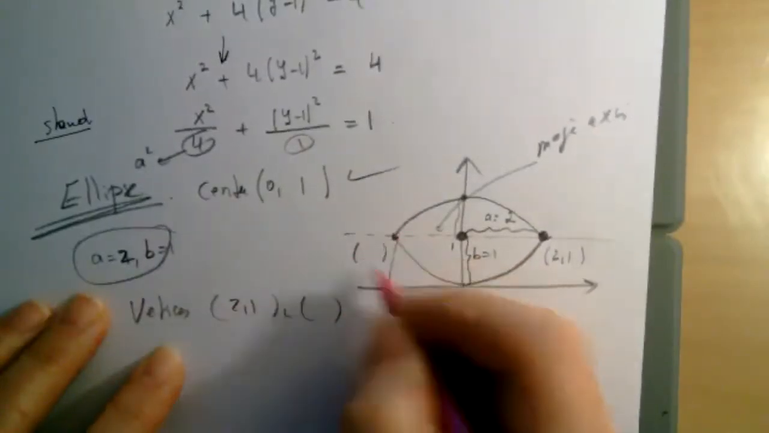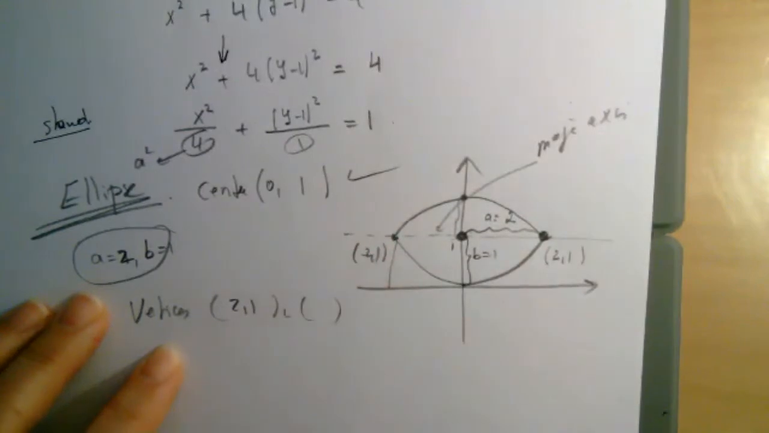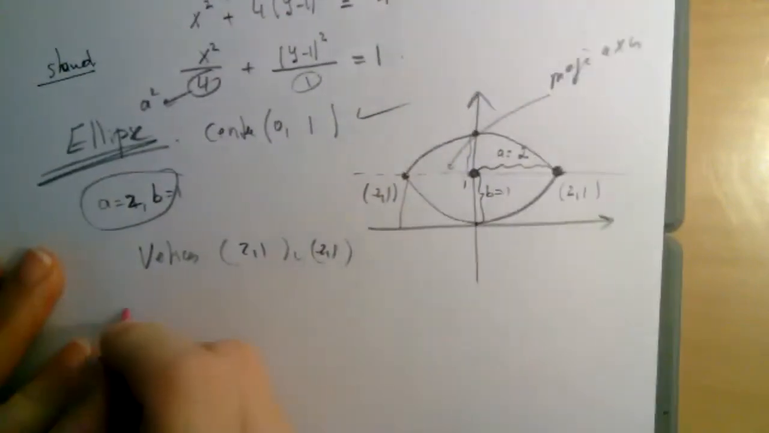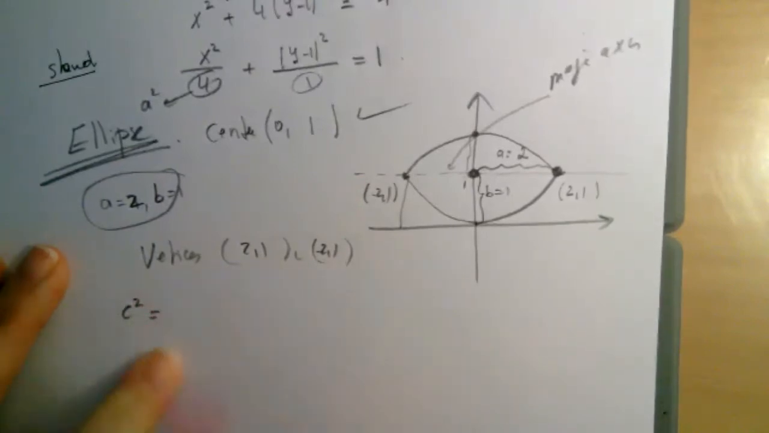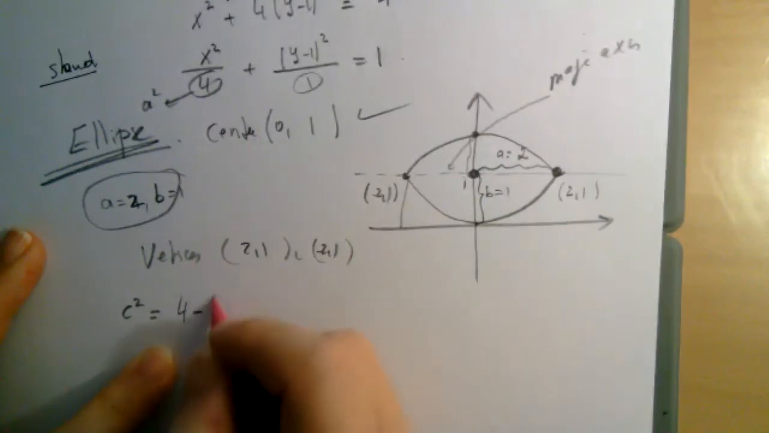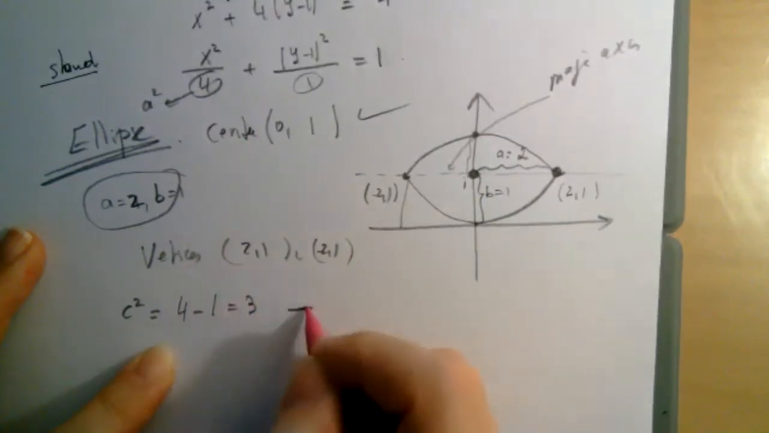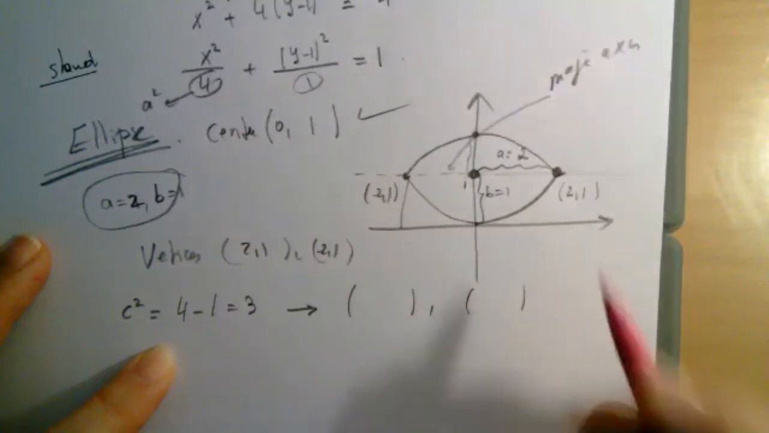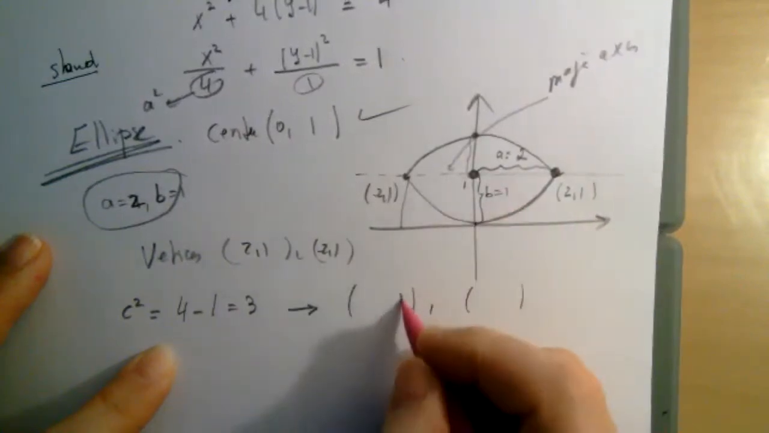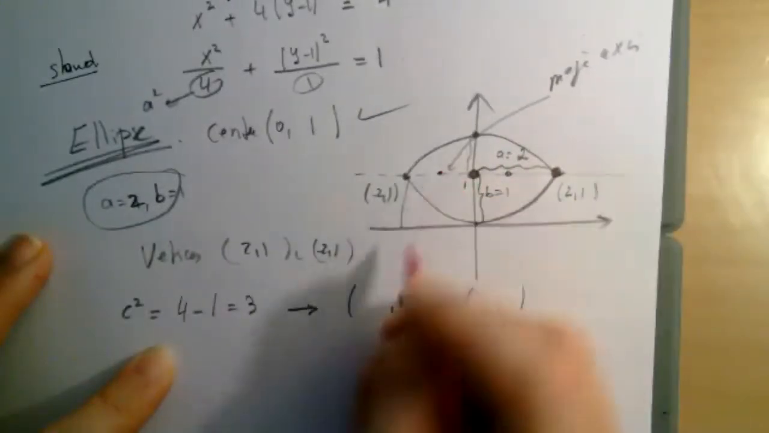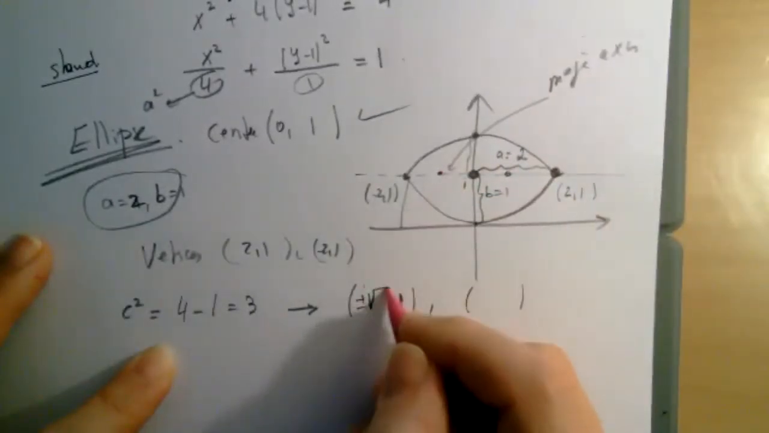And the vertices here are -2 and 1. And for the foci, I need c squared. The c squared is always, for an ellipse, a squared minus b squared, which is equal to 3. So immediately, they are at 1, that's the coordinate, and they will be right there, plus or minus the square root of 3.